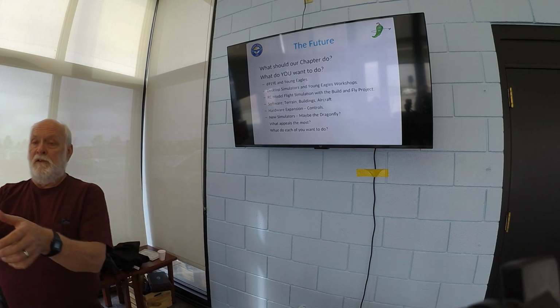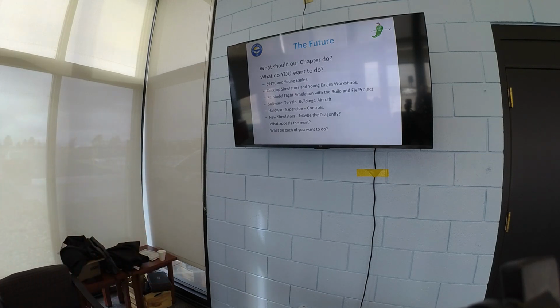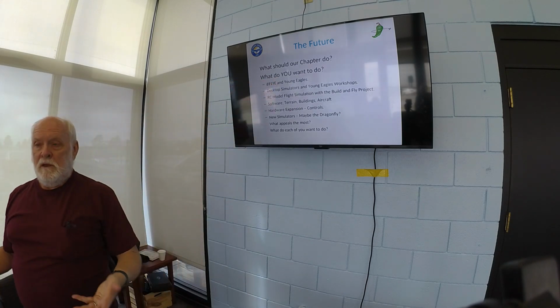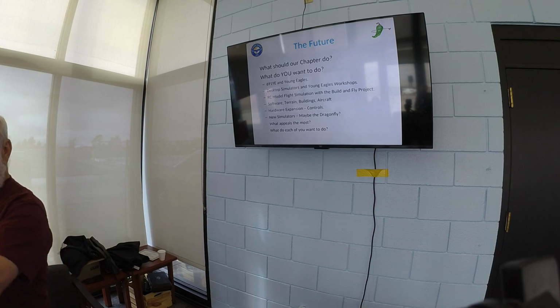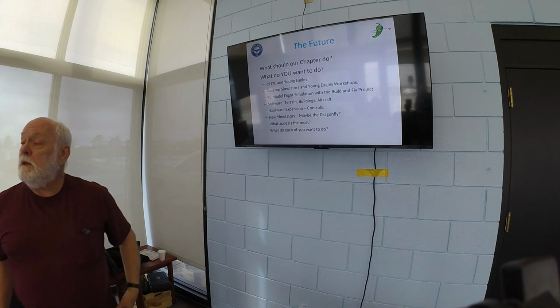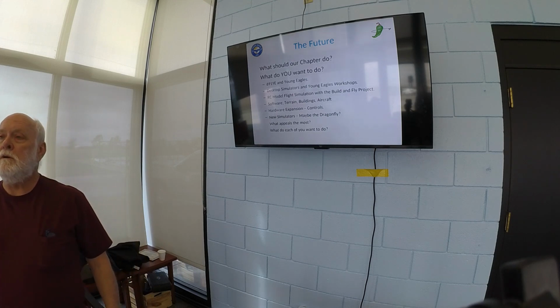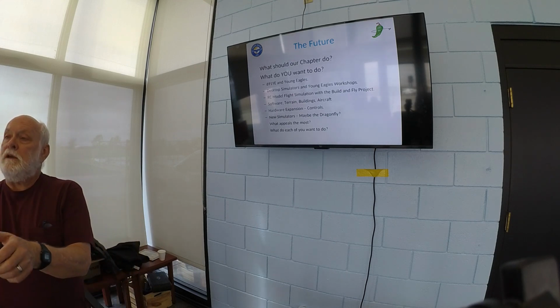How about the RC model stuff, the build and fly? Doing this and having the little model airplane flipping around and crashing. Anybody interested in the models? Yeah, the build and fly stuff might be an interesting place to work. Skip, there you're talking about the computer simulator of the RC. Yeah, this is the computer simulator.